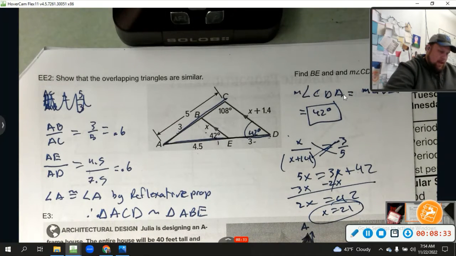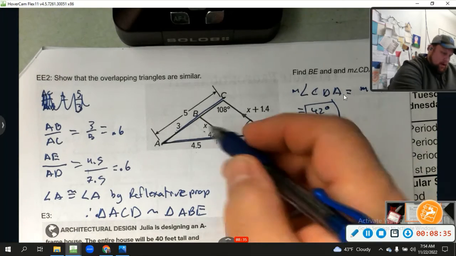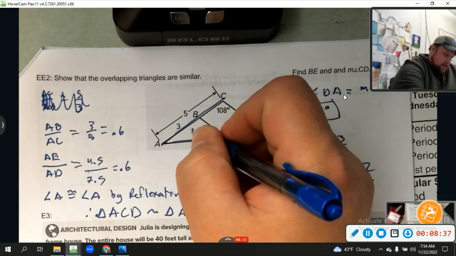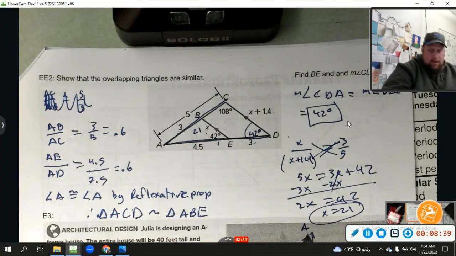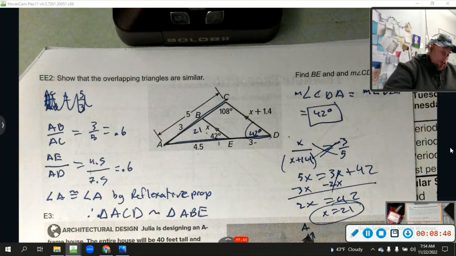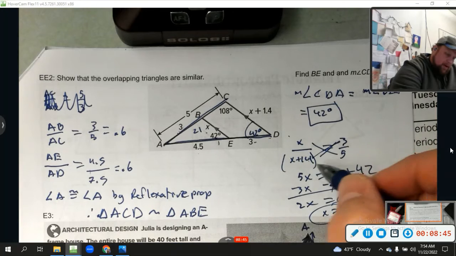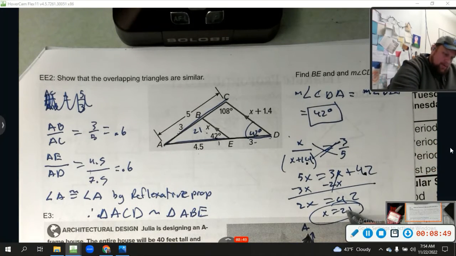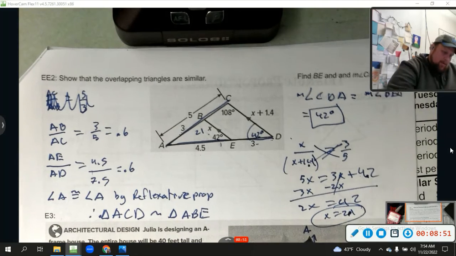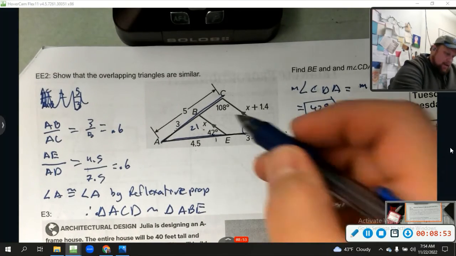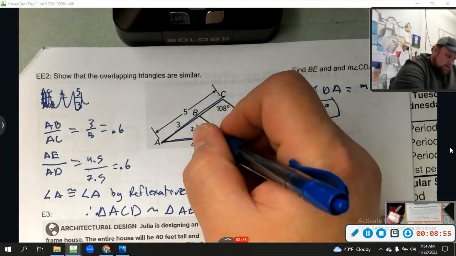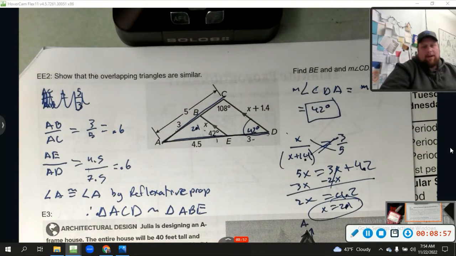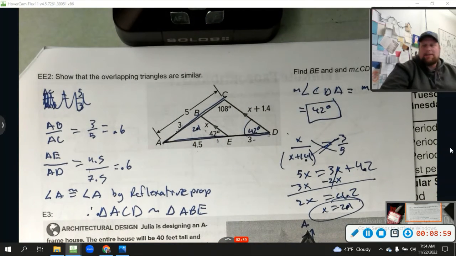So BE equals x, so this is 21. I was looking at this thing, and this looks really big, then I realized that's 1.4. That's 1.4, which would make this 4.2, which would make this 2.1, right? Don't get mad at me, people. This is 2.1. I was like, something's off there, but there we go, 2.1. I was just missing a point.